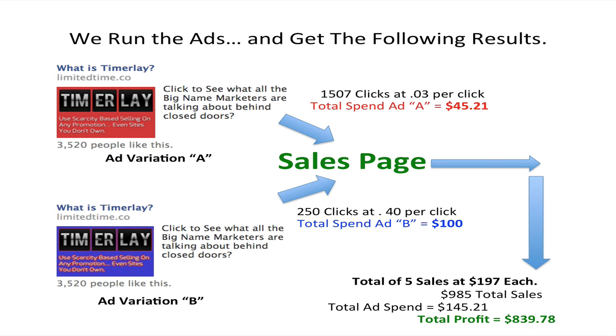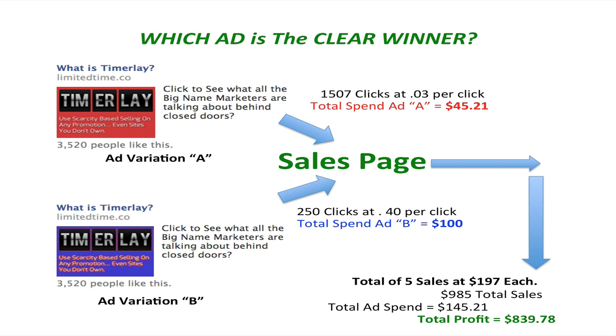Now, most marketers, it's pretty easy, but go ahead, pick. Of the stats that you've got, 1,507 clicks at 3 cents per click, and 250 clicks at 40 cents per click, which is the winning ad? Okay, so most people are going to say that ad variation A is the winner because you're getting more clicks, you're getting them for less, and you got pretty much a ton more clicks, cheaper, total cost was less. So ad variation A is what most marketers will tell me.